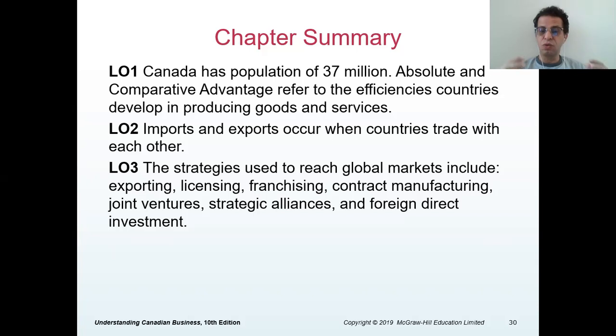The strategies used to reach the global market could be exporting, licensing, franchising, contract manufacturing, joint venture, strategic alliance, and foreign direct investment. And I promise you that we will explain each one of them. We'll go into more detail on each one of them in the future. But we saw in the slide these types of strategies to reach the global market.